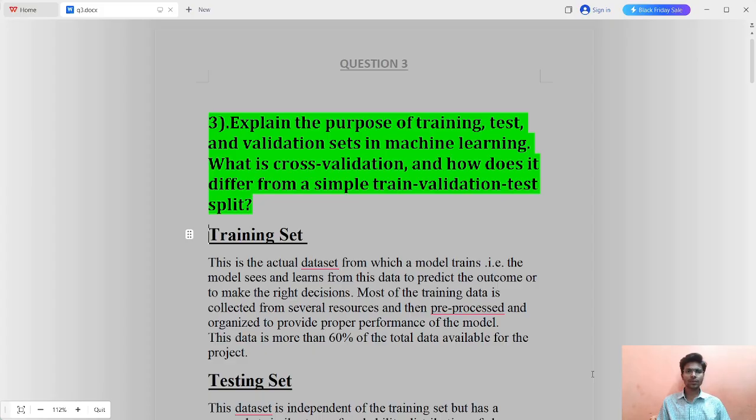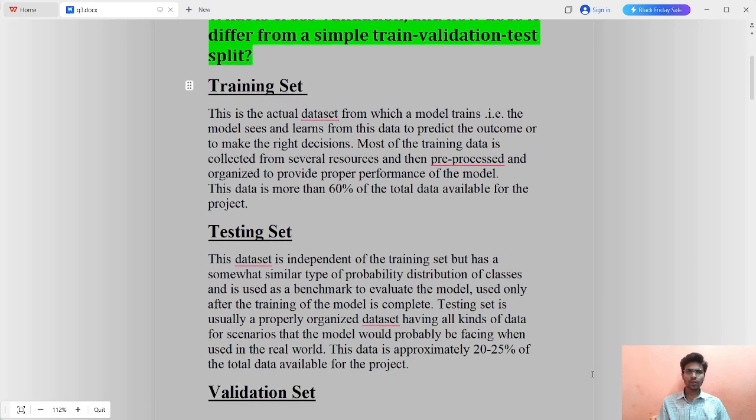So let's get started. Question 3 says, explain the purpose of training, test and validation sets in machine learning. What is cross validation and how does it differ from a simple train validation test split? Solution of this question.